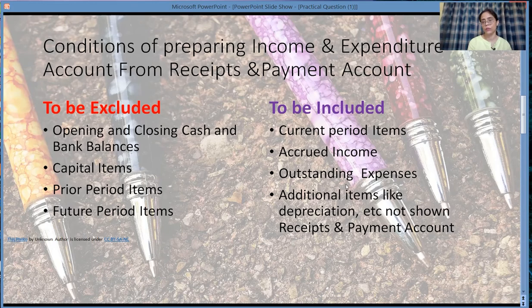Yes, accrued incomes are to be added, and additional items like depreciation and other items which are not shown in the receipts and payments account. If any information is there, that is to be shown in the income and expenditure account.